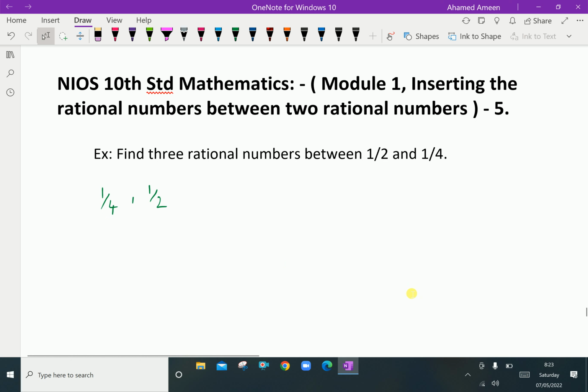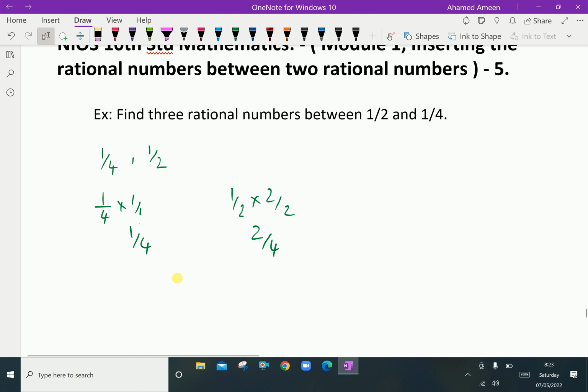You have to make it, that is, 1 by 4 into 1 by 1, and 1 by 2 into 2 by 2, which gives 2 by 4. Here you have to get the values 1 and 2. So we have to expand this number. That means we have to increase. That means we can multiply by 10 by 10 on both sides: 1 by 4 into 10 by 10, and 2 by 4 into 10 by 10.